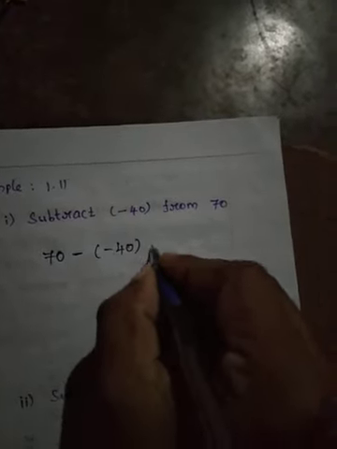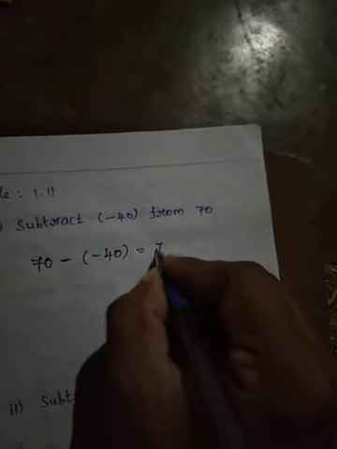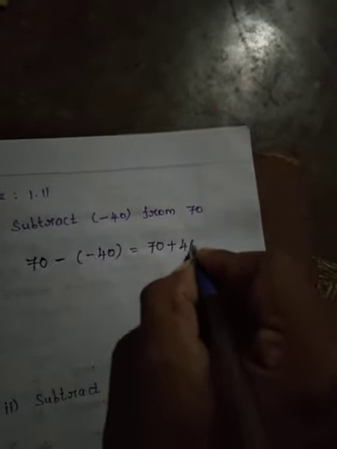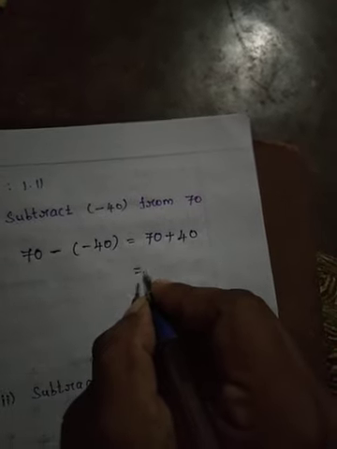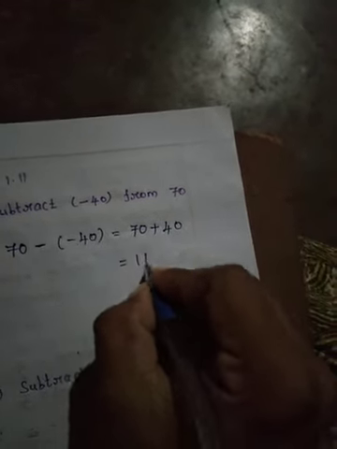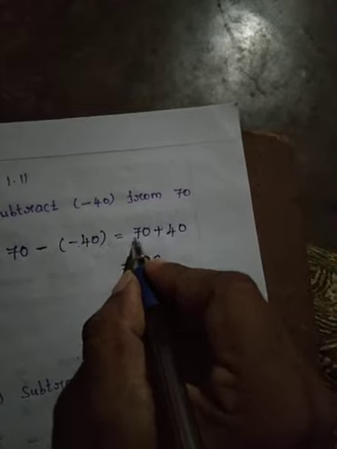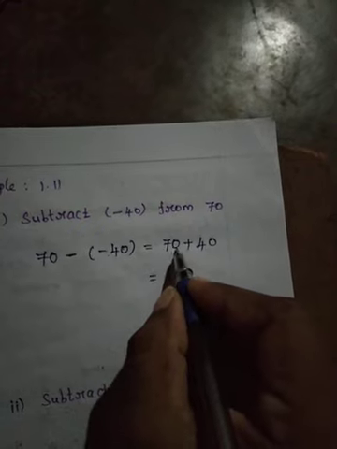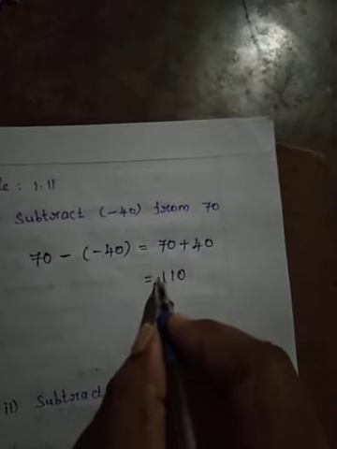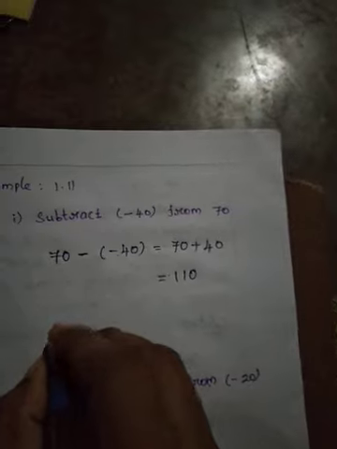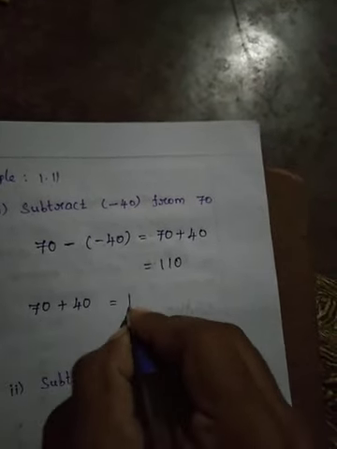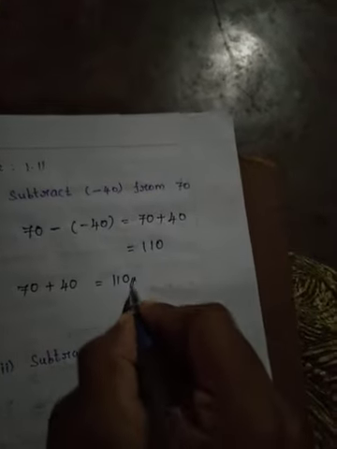Okay, minus of minus 40. 70 minus of minus is plus 40. 70 plus 40, what is the answer? 110. Finally, you write the sign of the greatest number. Which is the greatest number, 70 or 40? Very good, 70 is the greatest number. So what is the sign? Plus. Finally you write 70 plus 40 is equal to 110. Do you understand? Okay, good.